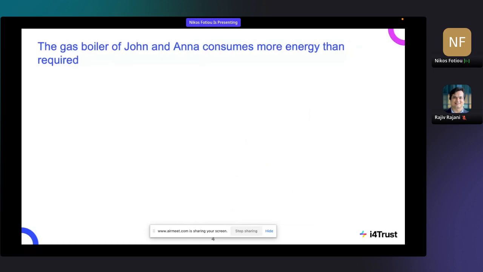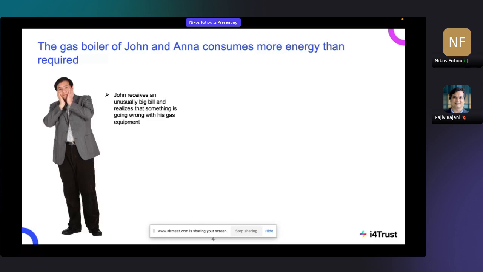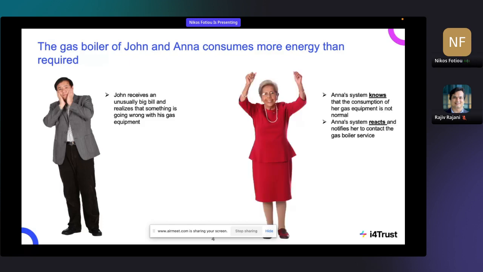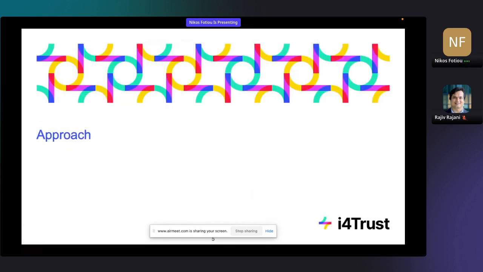Another problem is that John and Anna may have an issue with the gas boiler. John will just receive an increased bill, and then he will realize that something may have gone wrong. But Anna's energy management system will detect that her gas boiler is consuming more energy than required, and it will react by notifying the gas boiler management service.